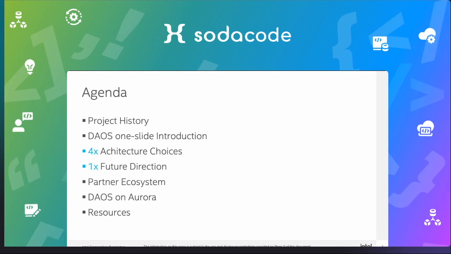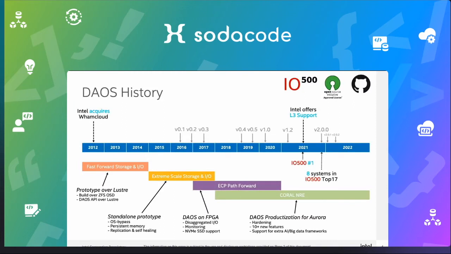There are several DAOS production deployments underway, but Aurora is by far the biggest one. I will thus spend some time presenting the DAOS configuration on Aurora. I will then finish with some generic resources about the project. Let's start with a bit of history.